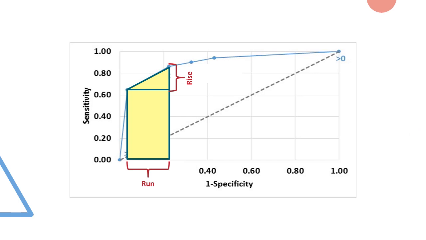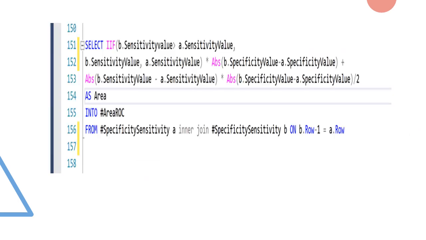So looking at the code for this part, it will make a little bit more sense. The code takes specificity and sensitivity of adjacent data columns. It joins the table with itself and tells the computer to select the next row in the column. So it's looking at one row and then the next row and comparing them.